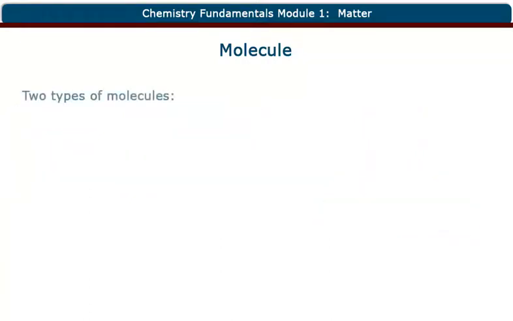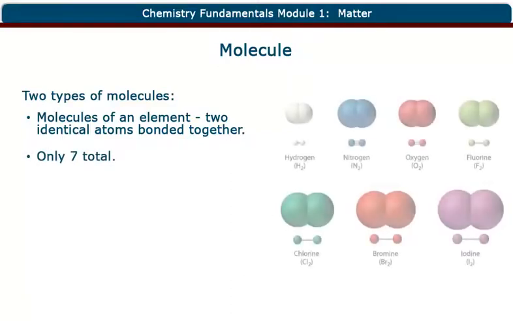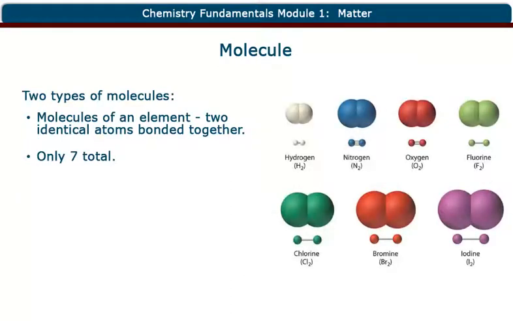There are two types of molecules. Molecules of an element, which consist of two identical atoms bonded together. There are only 7 total of these. Molecules of an element are also called diatomic molecules.